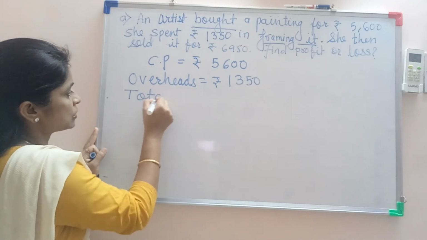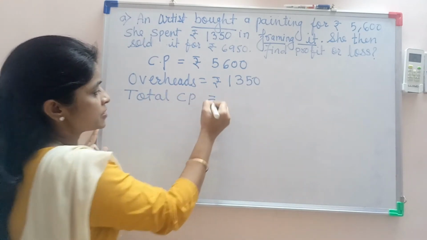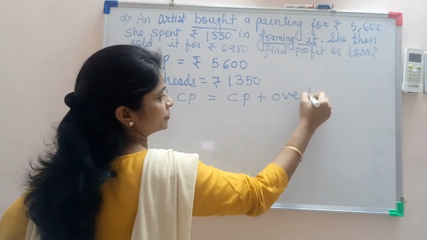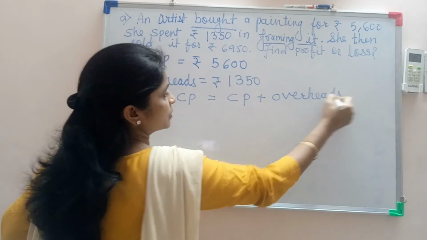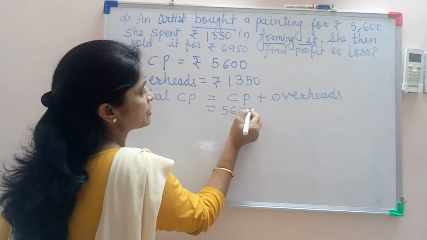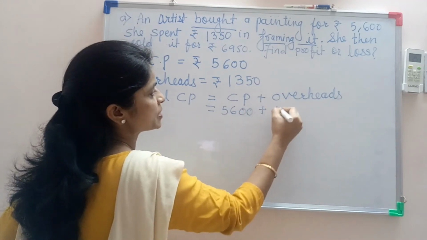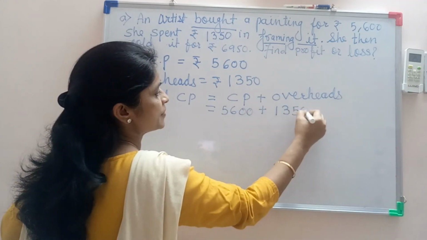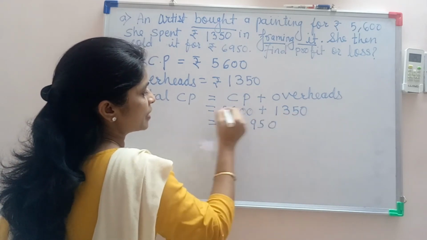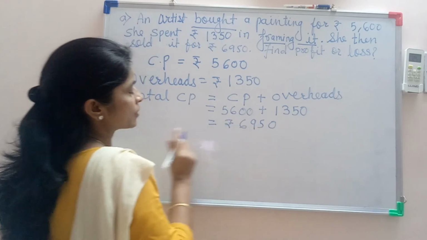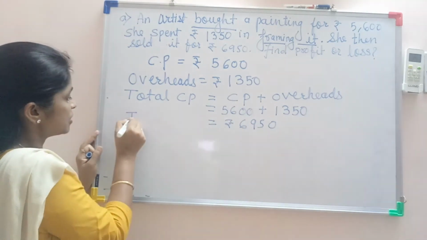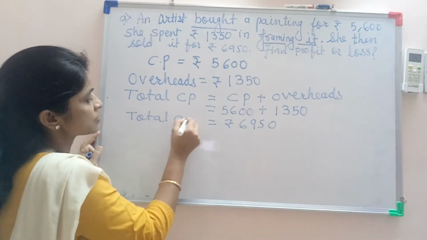Now first of all we have to take out total CP. Now the total CP is equal to cost price plus overheads. Now what is the cost price here? 5,600 plus overheads rupees 1,350. We will add it, that becomes 0, 5, 9 and 6. So rupees 6,950 is nothing but the total CP.